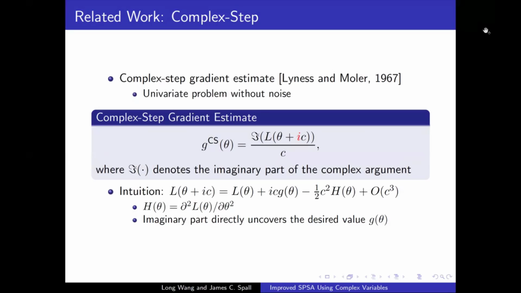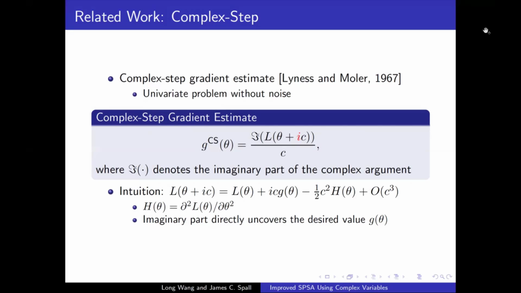we have another way to estimate gradient, which is called the complex-step gradient estimate. It also was developed many years ago, but it's mainly developed for univariate problems, and there's no noise at all. So how this works is you have a parameter value theta, and then you add an imaginary part to it. So that makes the whole argument complex-valued. Then you take a function measurement at a complex value. So normally, if you put in a complex input to a certain computer program, you expect to get a complex output.